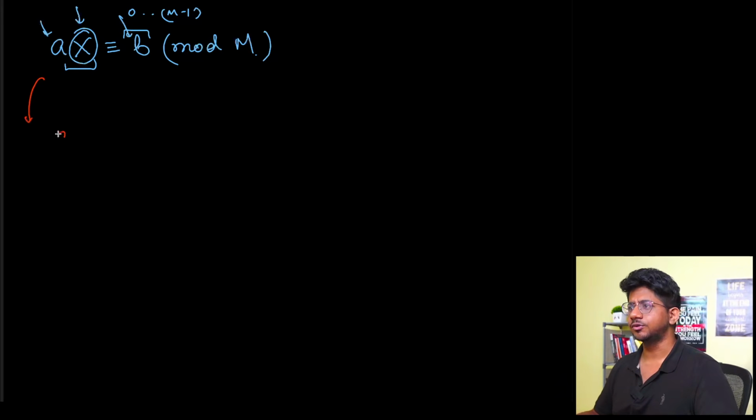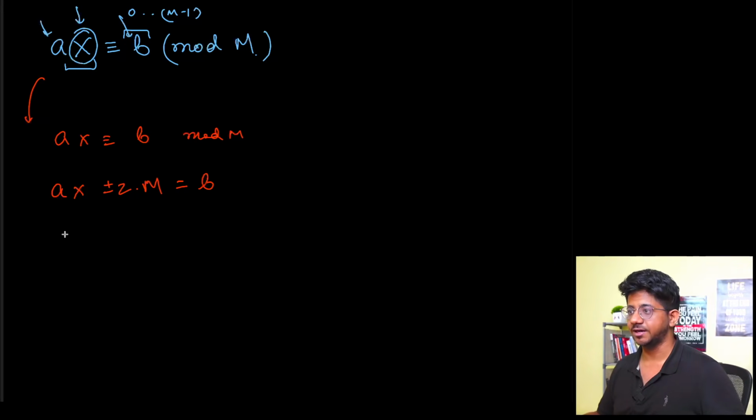Very, very simple flow. So ax is congruent to b mod m. We know the definition of mod m is nothing but you can add and subtract any number of times. So ax plus or minus some z number of times m is equal to b. You have to just find some z so that this satisfies. You can add, subtract any number of times. In fact, ax plus, I will just call this some y times m, equal to b.